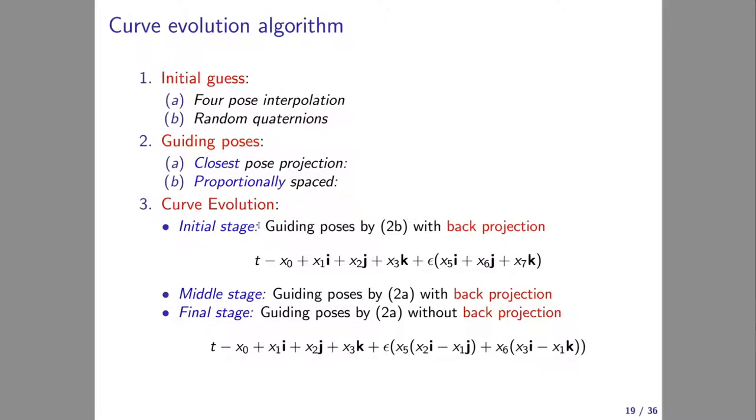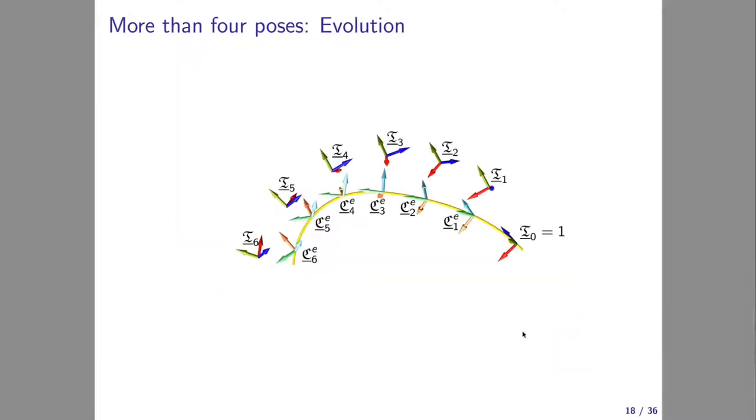The curve evolution algorithm works in three stages. In the first or the initial stage, we choose this proportional space guiding pose. And for the parameterization, actually we choose a linear parameterization to simplify the computation. Here we need a back projection. And in the middle stage, once you have the correct visiting order, then we change to the closest pose projection. Still we need back projection. In the final stage, when the curve is close enough to the target poses, we change to the static parameterization. Then we don't need the back projection.